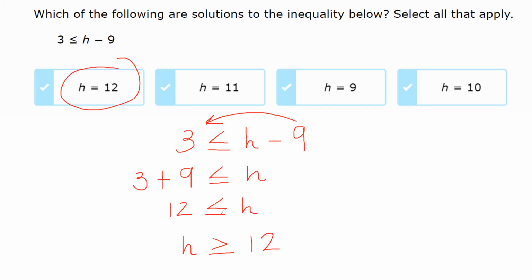And if 12 is less than or equal to H, what does that tell us about H? H is greater than or equal to 12. Which one of the 4 numbers satisfy the inequality? 12. Why does 12 satisfy the inequality?